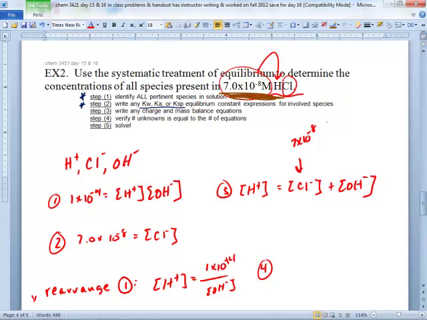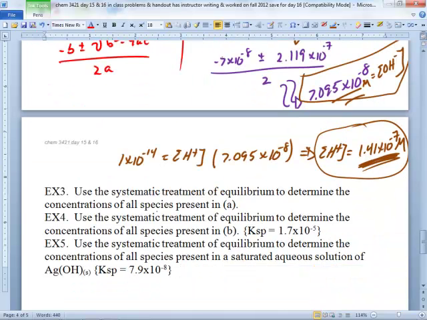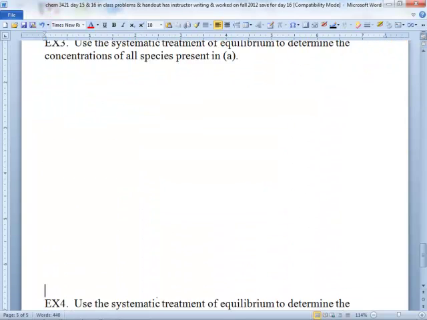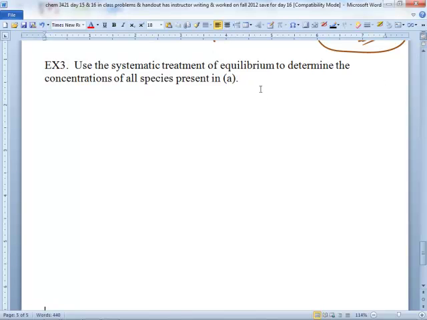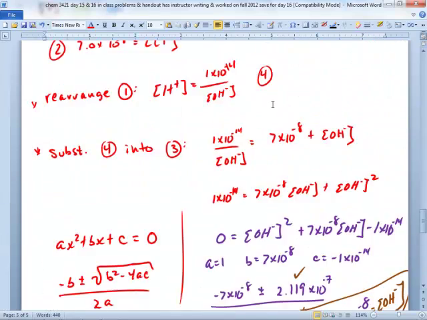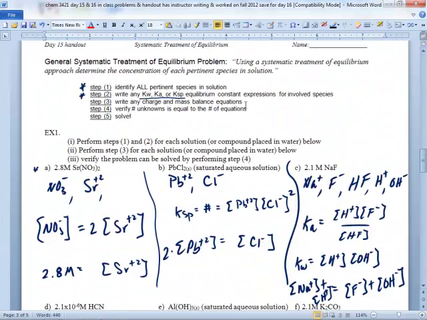I know this works. Let's try to set up another one here. Use a systematic treatment of equilibrium to determine the concentrations of all species present in A. So where's A? Here's A. What the heck is there to do there? I think A is all of these? Yeah, there's nothing really to do there.